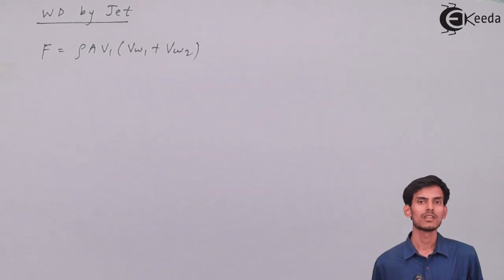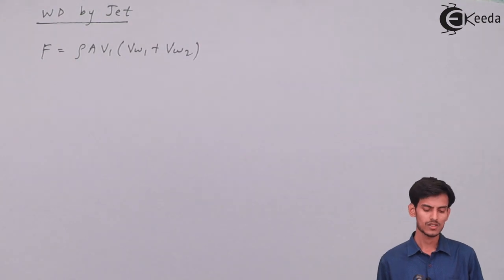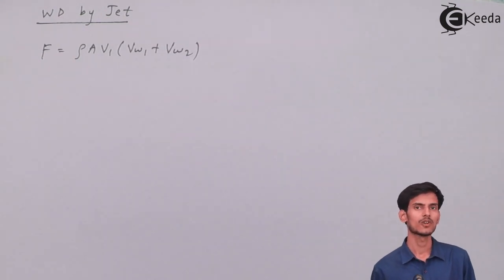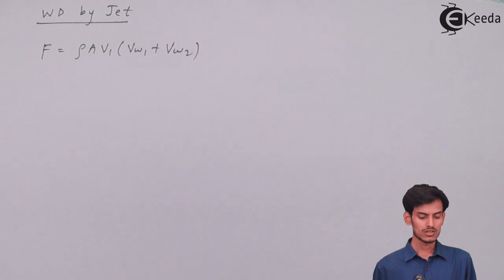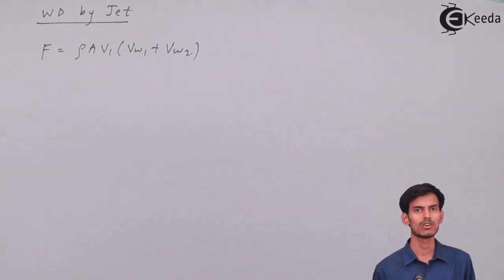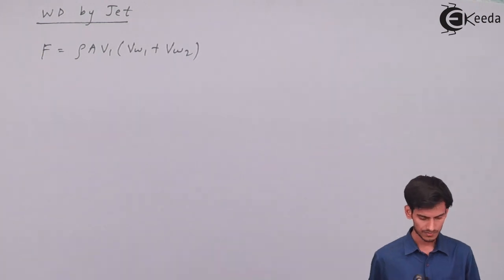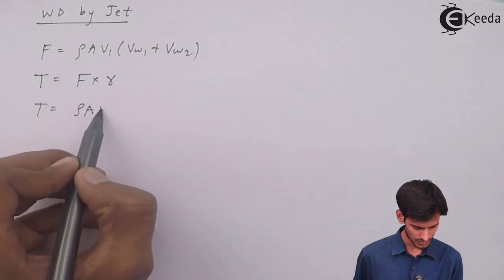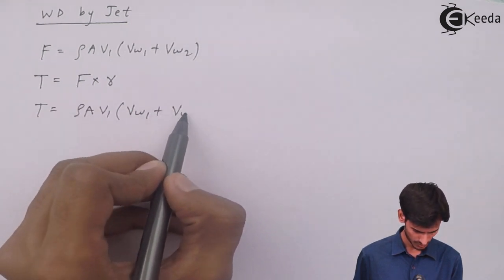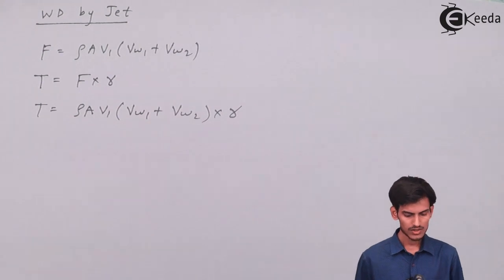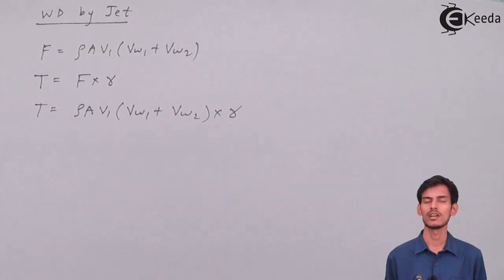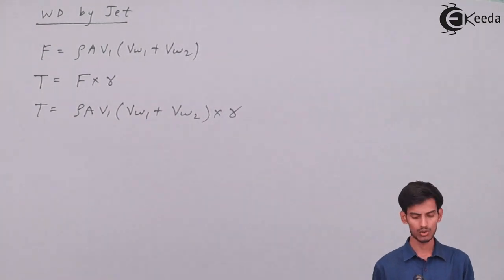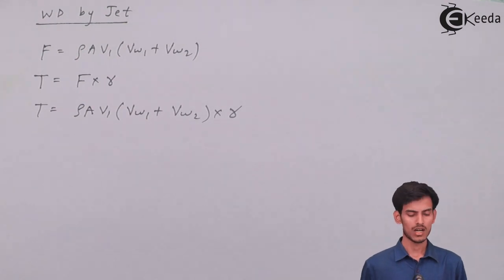So the force exerted by the jet is rho a V1 (VW1 plus VW2). This is the force exerted by the jet of water onto the runner. Since here it is rotating, let's see what will be the torque. Once you know the force, you can get torque by multiplying it with radius. Since the radius is different at inlet and outlet, we'll be having R1 and R2.